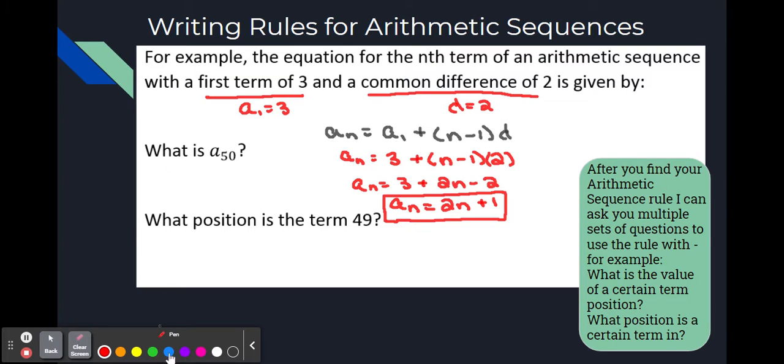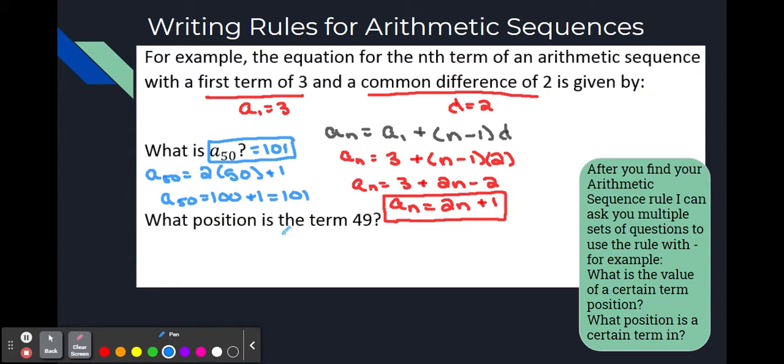So the second part says, well, what's a sub 50? Just take your rule and plug it in. So a sub 50 is going to be 2 times 50 plus 1. Okay, easy enough. 2 times 50 is 100, plus 1 is 101. So that is the answer to what a sub 50 is.